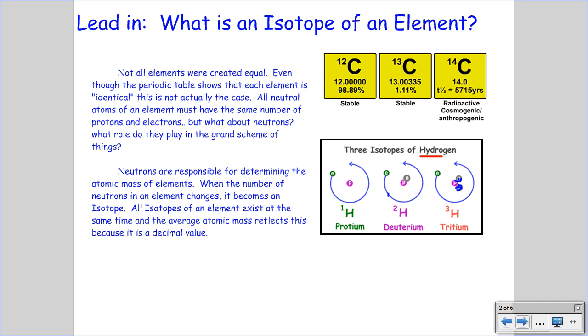First of all, what is an isotope? Well, an isotope is like an element that has lost or gained some weight. It's not lost or gained electrons or protons, but it's lost or gained neutrons, okay?